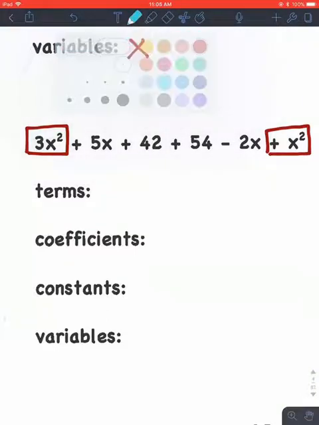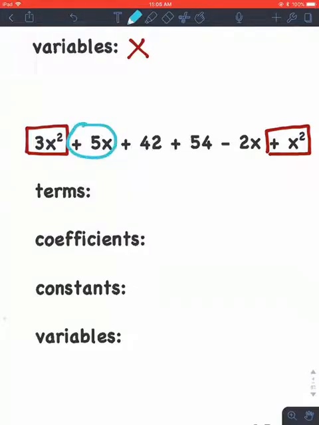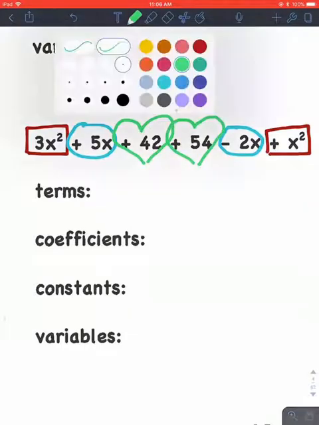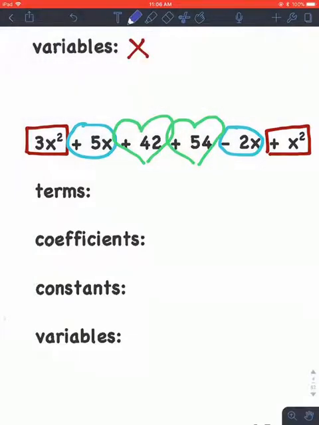Now I'm going to switch to circle, and I'm just picking blue randomly. My next term is plus 5x, so anything else with an x is going to go in this shape. Minus 2x. Really important to get the minus in there. And that's all for my x's. And I'm going to do a heart for my next one, 42. So I want any other constants in a heart, which would be 54. So now I have my chunking all done and I'm ready to start answering the questions.